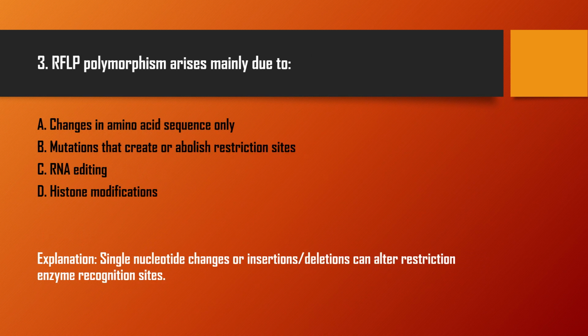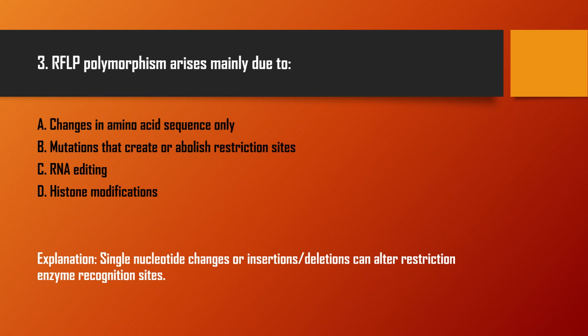Moving on to the third question. RFLP polymorphism arises mainly due to RFLP polymorphism mainly occurs because of genetic mutations such as single nucleotide changes or small insertions or deletions that alter the DNA sequence recognized by restriction enzymes.